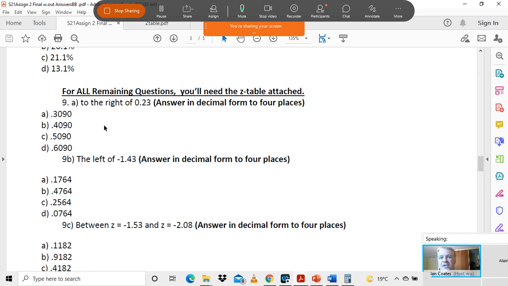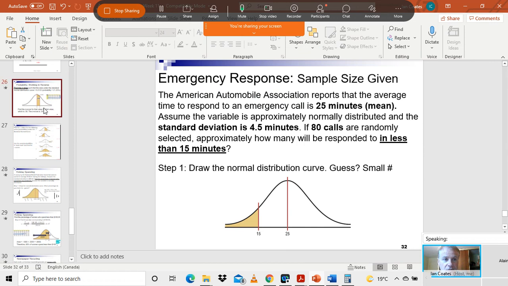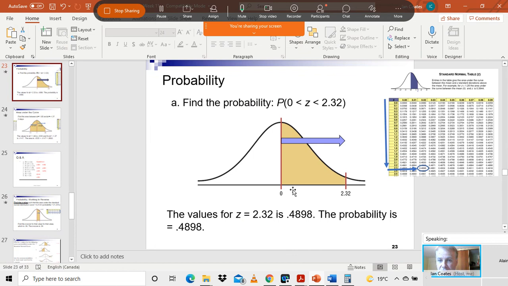After you get into question 9, you'll need the Z table, which is attached there at the back. It's also in the PowerPoints in the folders. Here you're doing exactly what we covered today. You want to find the probability to the right of Z equal to 0.23. So it's so similar to the right of 0.23. Your 0.23 value would be right in here.